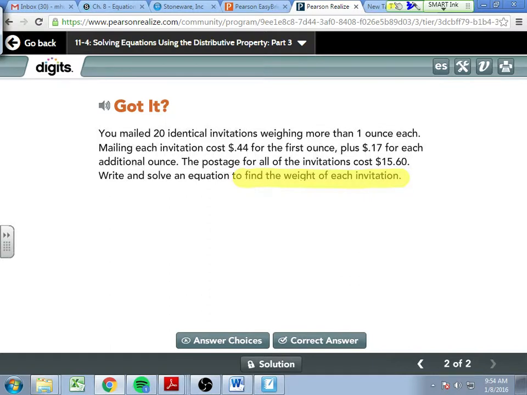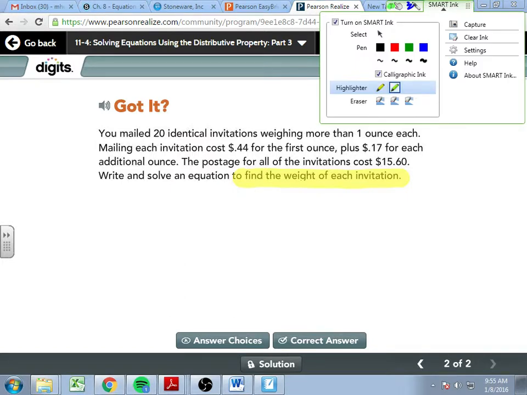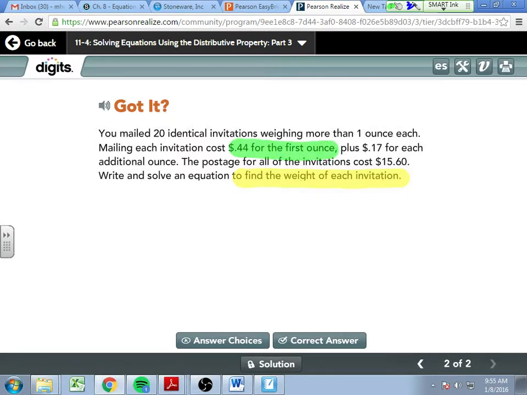But in this situation, this is like the boat problem that we had. Oh yeah, the boat problem. When we had the boat for a first hour and it was more expensive, and then every hour after that was less expensive. If I look at what's important here, I pay 44 cents for the first ounce, but then I pay 17 cents for every additional ounce. Do I know how much the invites weigh? No, but what do I know about the weight?